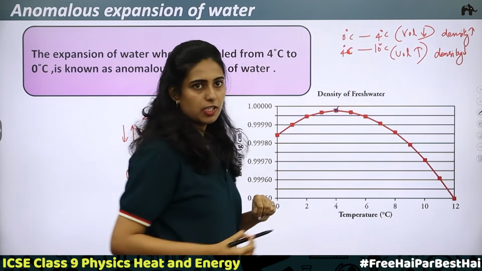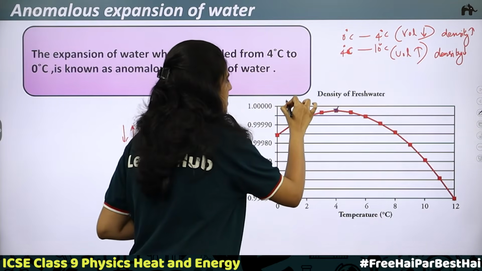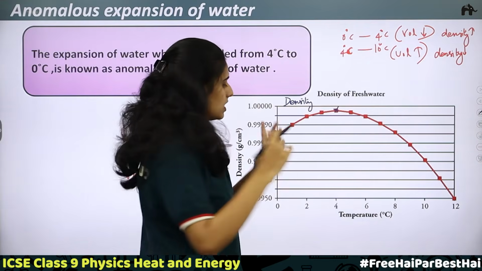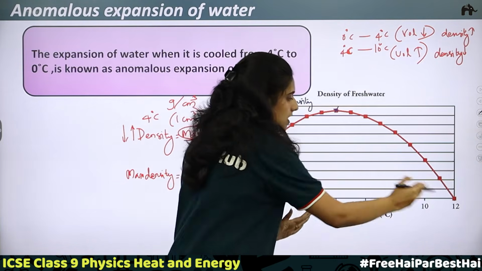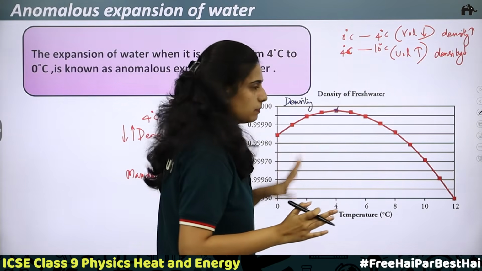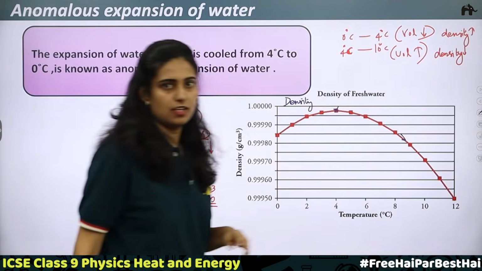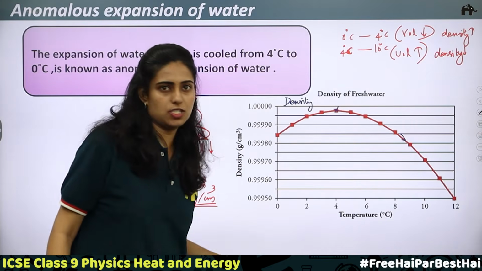Till here, what is happening to density? With increasing temperature, volume is decreasing and density is increasing. Next, further what is happening? When temperature is increased, expansion, volume will increase, therefore inversely proportional to density, therefore density is decreasing. From here on, density is decreasing. Okay, so understood the graph? Here we are taking the density in gram per centimeter cube.